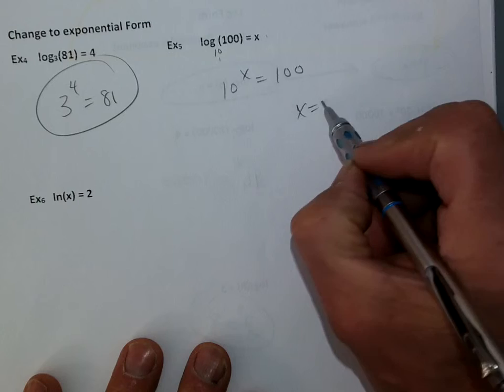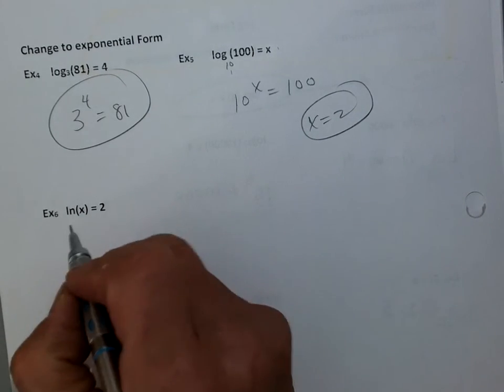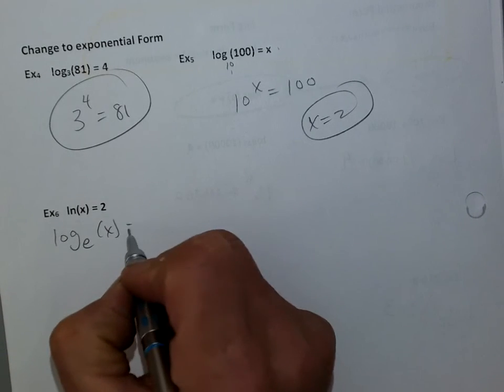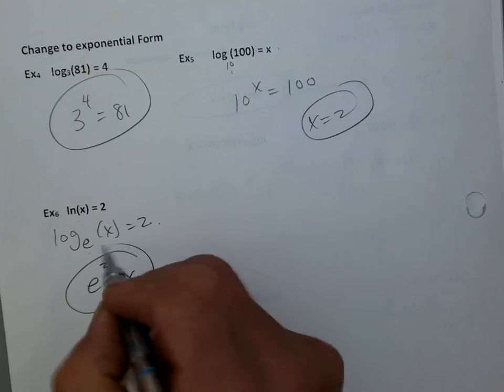x equals 2. And then finally, what about 6? e to the 2 equals x. Yep, totally right, because it's log base e of x equals 2, or e to the 2 equals x. Thumbs up?